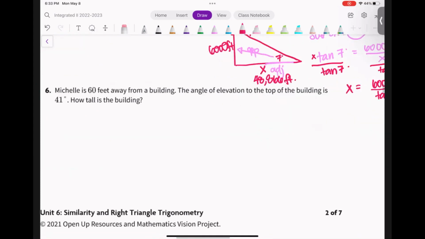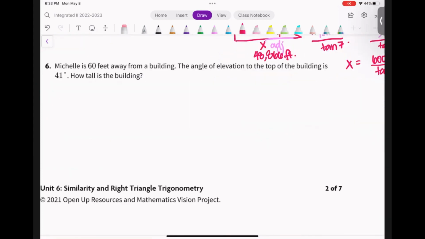And the last problem we're going to do is Michelle is 60 feet away from the building. The angle of elevation to the top of the building is 41 degrees. So here's Michelle. She's 60 feet away from a building. Here's the building. The angle of elevation is 41 degrees. How tall is the building? So we're going to look for that. And then here, they gave you the opposite and they gave you the adjacent.